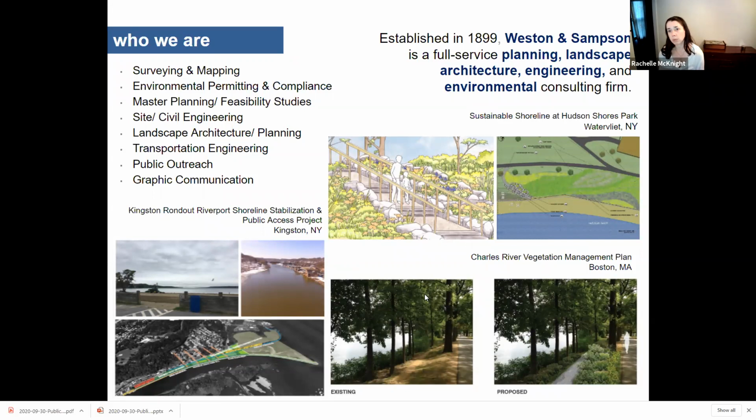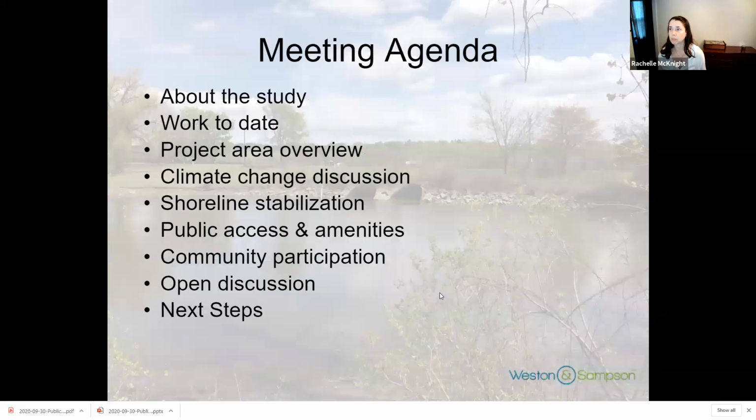But one of our biggest projects we have right now is in Boston, Massachusetts, and that is 17 miles of vegetation analysis, management, shoreline stabilization, habitat restoration. So this is what we love to do, and we're happy to be able to do it for Albany.